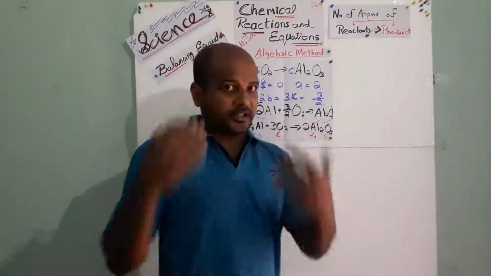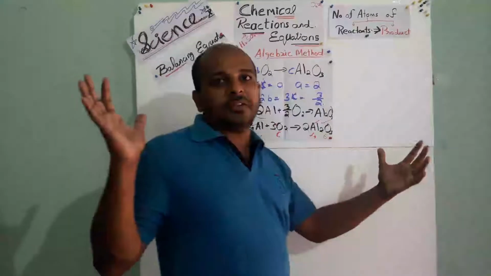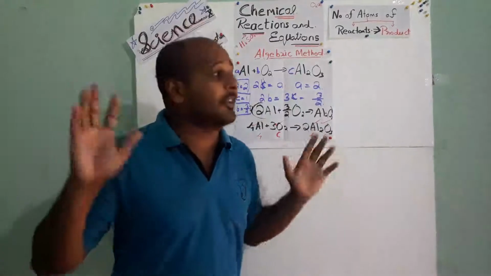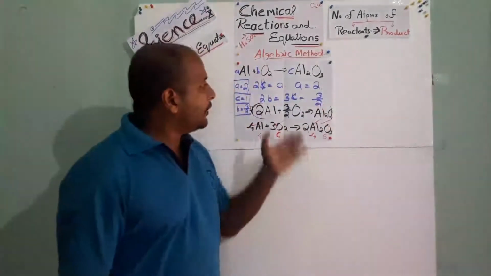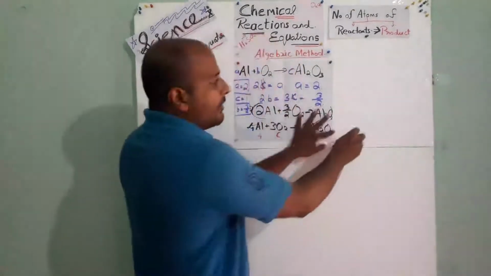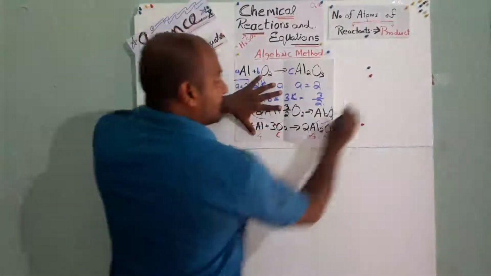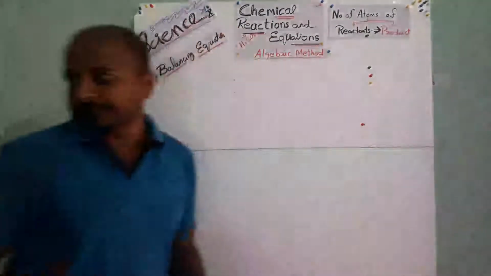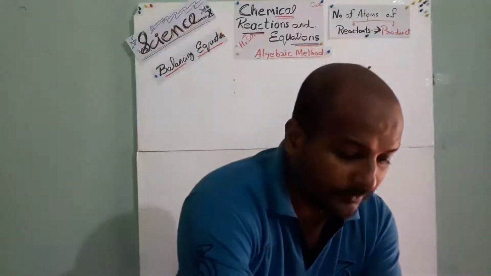But when you go to higher classes, remember this method also. If it is a big chemical equation with 10 compounds or 10 elements, it is very easy to find out through this algebraic method. So we can solve one more, one last equation.